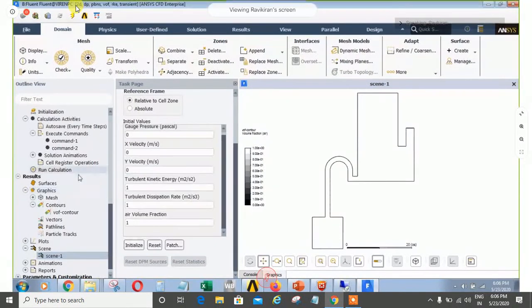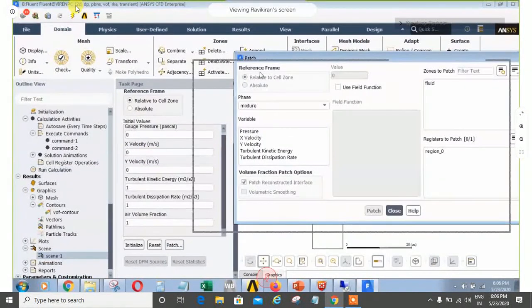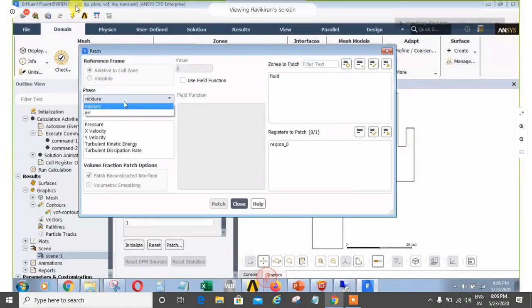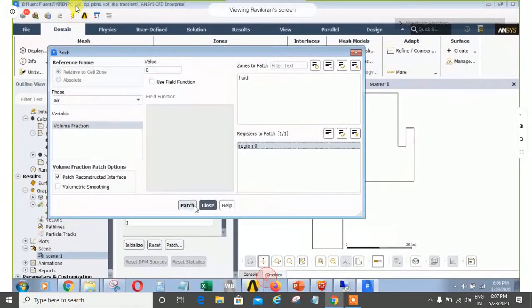As we have marked that particular portion, we will be patching the volume fraction. We'll go to this option, the patch under the initialization option. We'll be opting for the phase air, volume fraction. The volume fraction of air will be 0 in that particular marked region, or you can say patch region, and patch. That means we are allowing the water to patch in that region, because we opted for the air volume fraction as a 0 value.